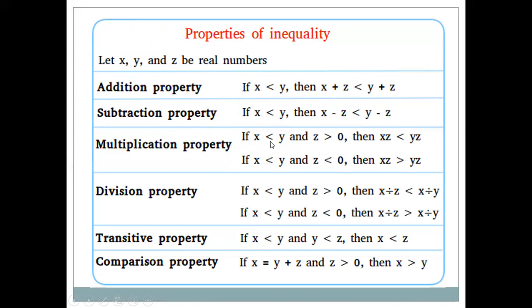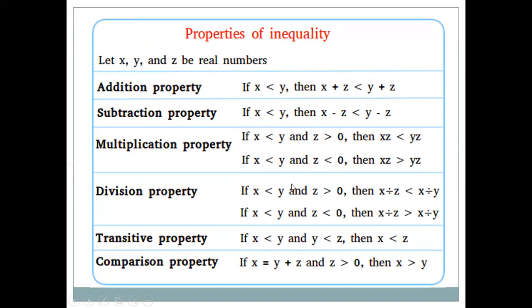Multiplication property: if x is less than y and z is greater than 0, then xz is less than yz. Or if x is less than y but z is less than 0, less than 0 means a negative number, then the product xz is greater than yz. The sign of inequality in this condition will be changed into the greater than sign. If the less than sign is given, it will be changed into the greater than sign, or if the greater than sign is given, the sign of inequality will change into the less than sign.